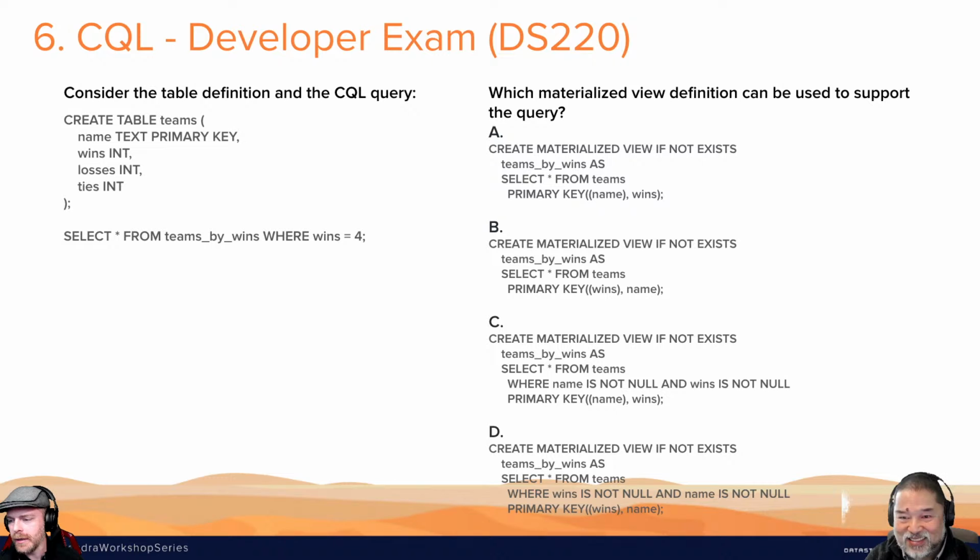All right, so moving on to question 6. Going to question 6 here. And you should see it popping. So if we consider the table definition and the CQL query here, which materialized view definition can be used to support this query?